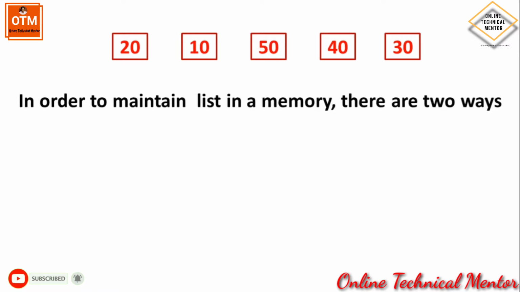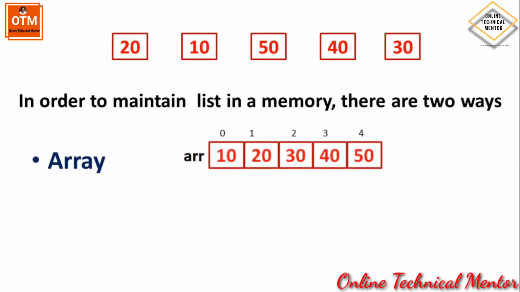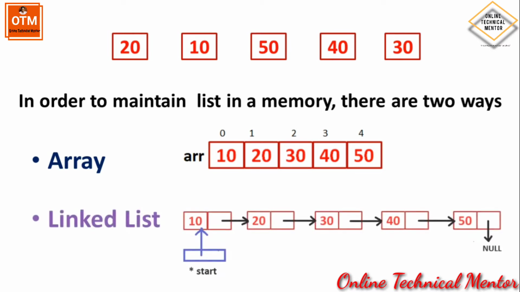In order to maintain a list in memory, there are two ways. One is called the array data structure, which has been discussed earlier. And there is an alternative way of storing these elements, which is called linked list, and it looks like this. We have already dealt with array, so here we will deal with the linked list. An array has several limitations or disadvantages. All these are overcome by the linked list data structure.